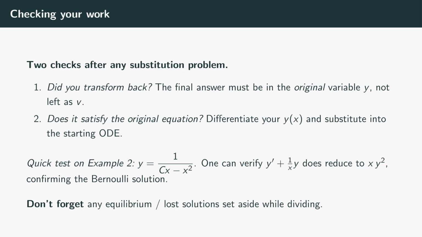Second, does your answer satisfy the original equation? Differentiate the y you found and plug it back into the starting differential equation. If both sides agree, you are done with confidence. For our Bernoulli example, where y came out as 1 over the quantity cx minus x squared, you can differentiate and verify that y prime plus 1 over x times y really does collapse to x times y squared.